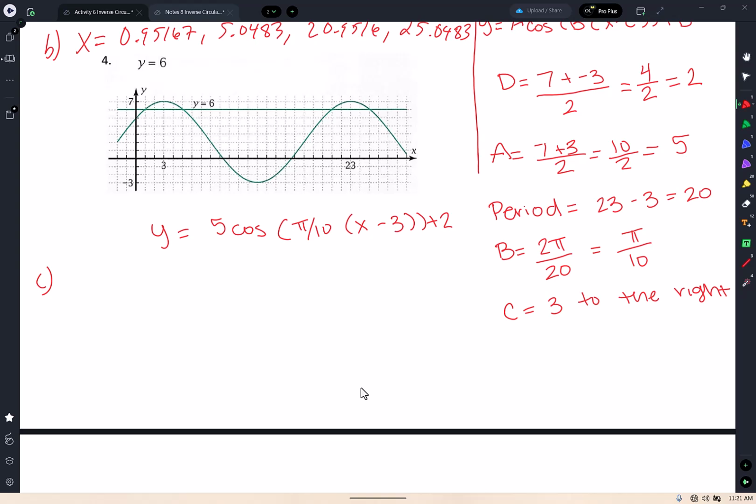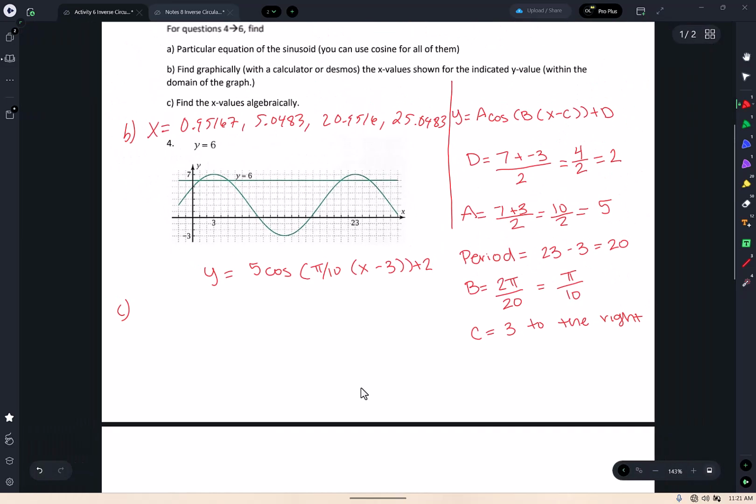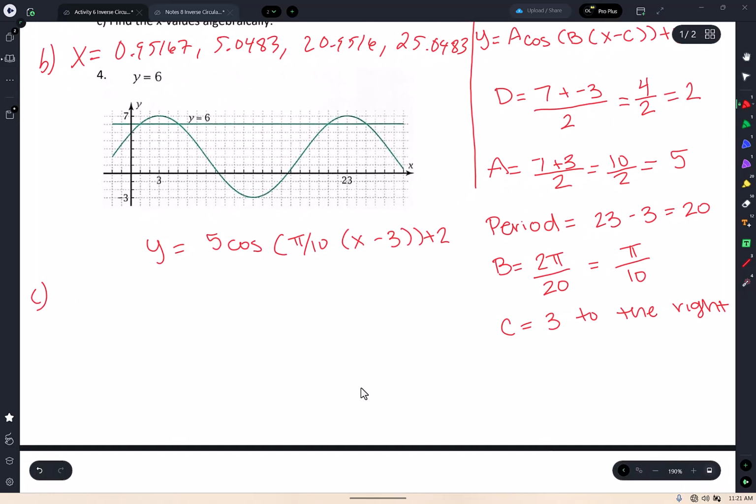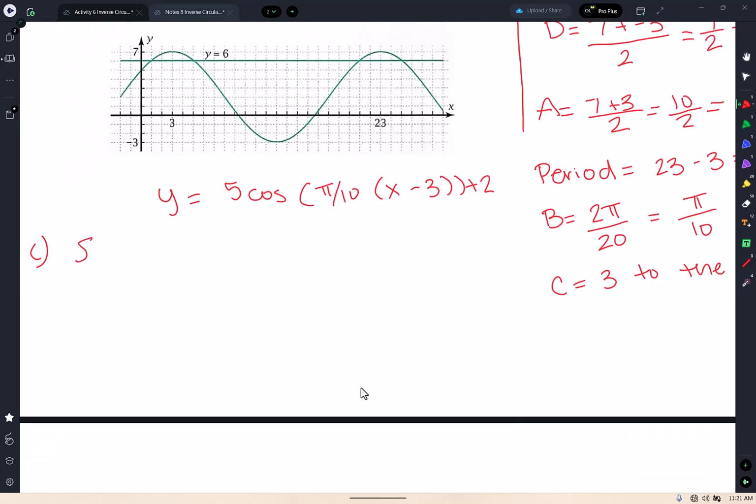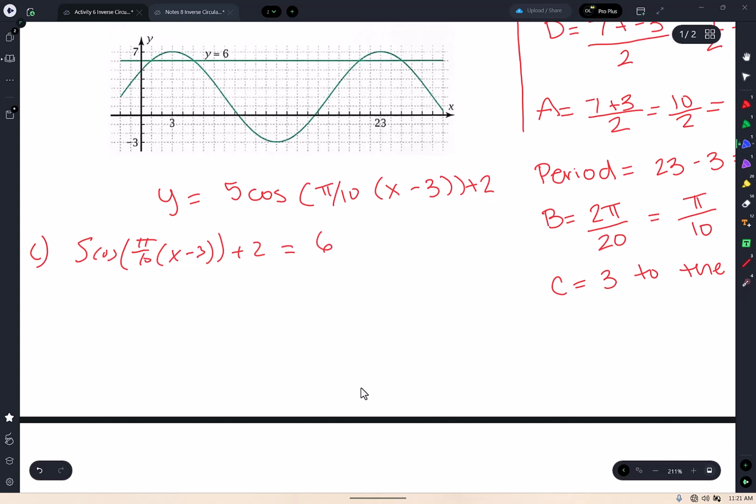Letter C, last one. All right, guys. Focus, focus, focus. We're almost done. Find the algebraic values. You don't have to do it all by hand. I just want the general equations, and I know when you add 20, you're going to find the others. That makes sense? So look, just go like this: 5 cosine of (pi over 10)(x minus 3), plus 2 equals 6. What's my first move? Minus 2. So I'm going to write 5 cosine of (pi over 10)(x minus 3) equals 4.